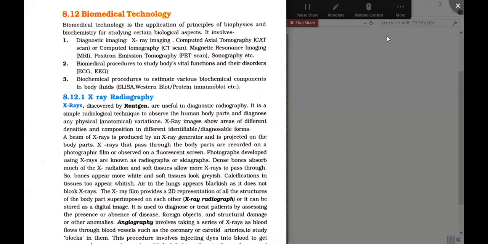For any of the diagnostic imaging, biomedical or biochemical procedures that we are going to learn, one is the mechanism. First we learn the basic mechanism involved in that particular technique. The first thing we learn is the mechanism, and the second thing is what it is used for. For writing an examination also, just remember these two things.